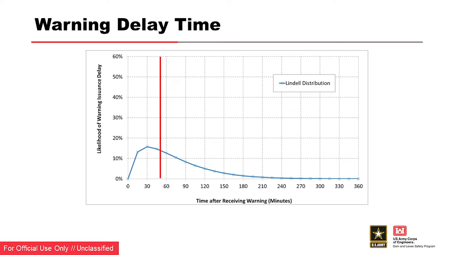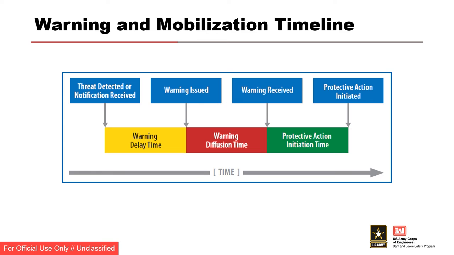This graph shows warning delay time for the likelihood of warning issuance delay and the time after receiving the warning in minutes. Understand your community. Warning channels need to be tailored to population at risk. There is no magic bullet.